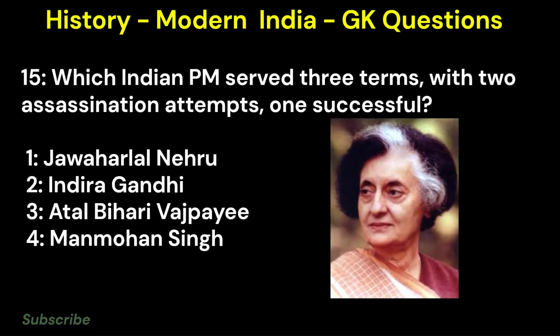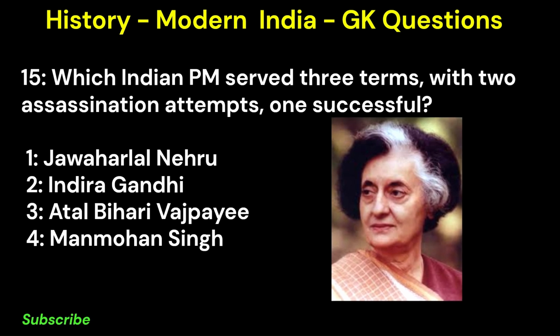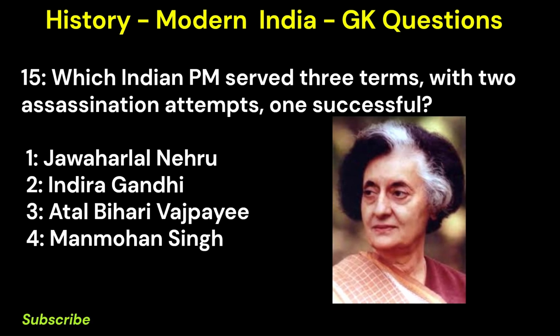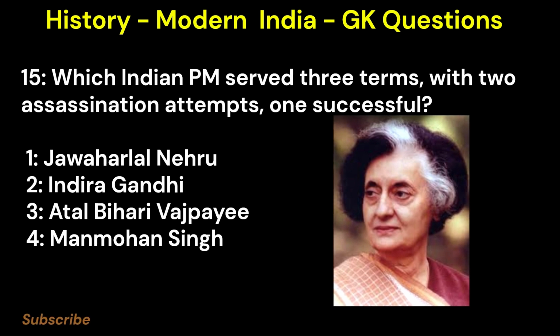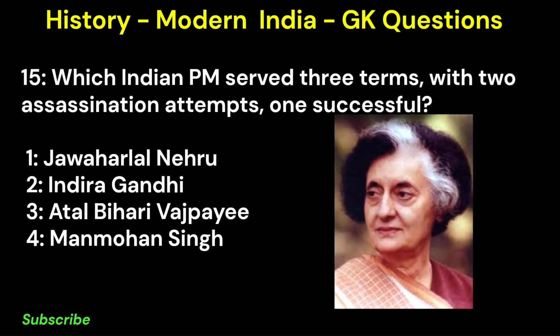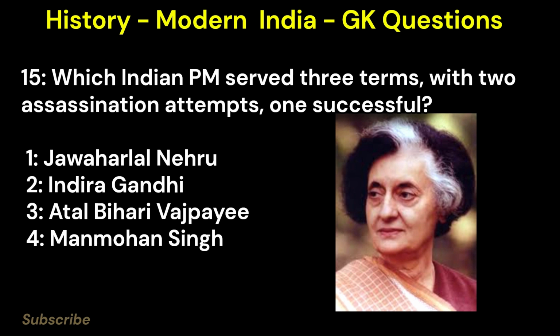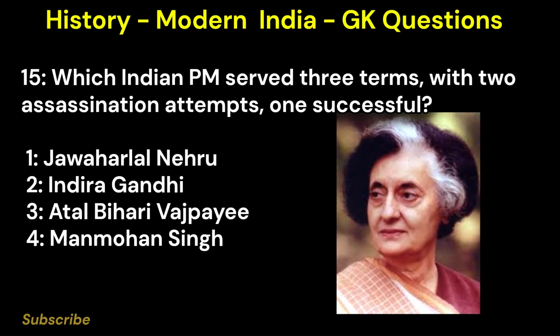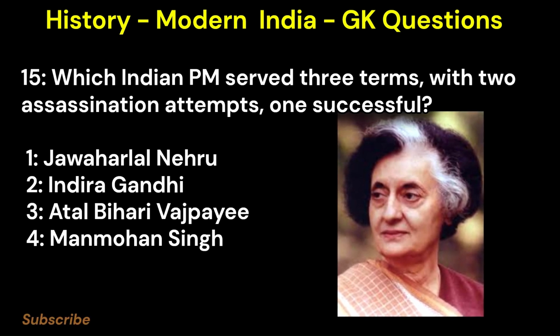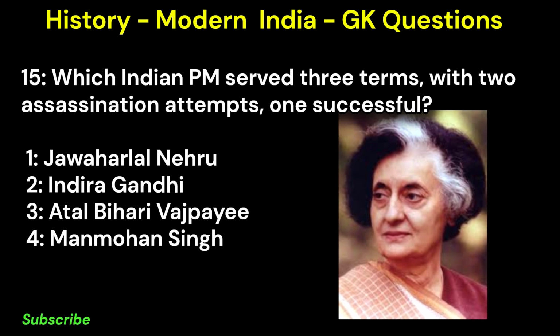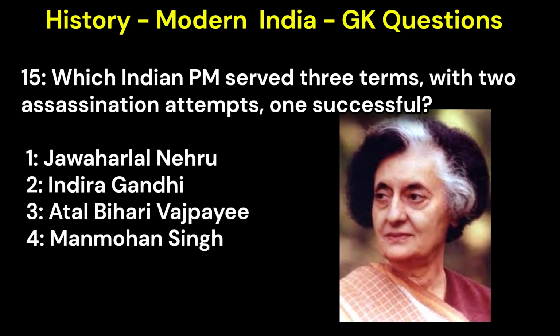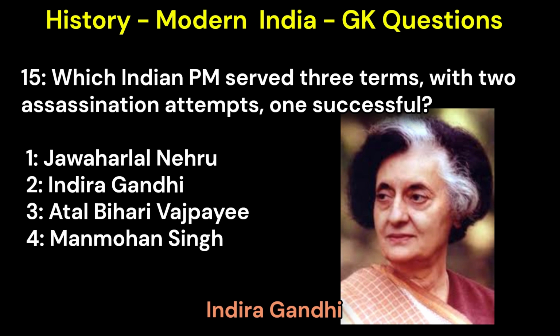Question number 15. Which Indian PM served 3 terms, with 2 assassination attempts, 1 successful? The options are: Option 1, Jawaharlal Nehru. Option 2, Indira Gandhi. Option 3, Atal Bihari Vajpayee. Option 4, Manmohan Singh. The correct answer is Indira Gandhi.